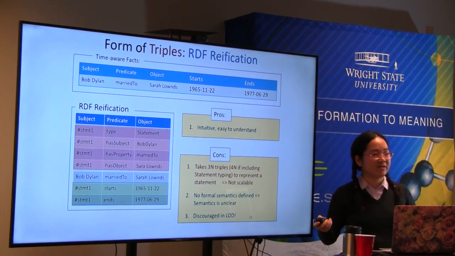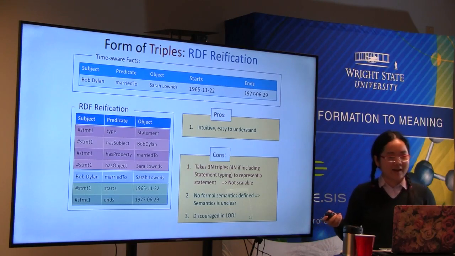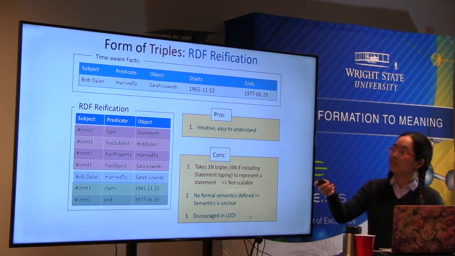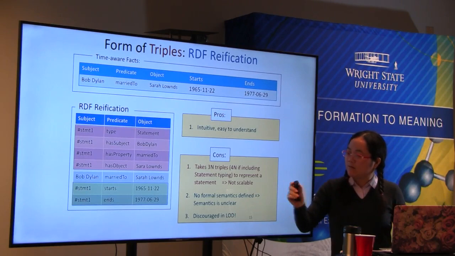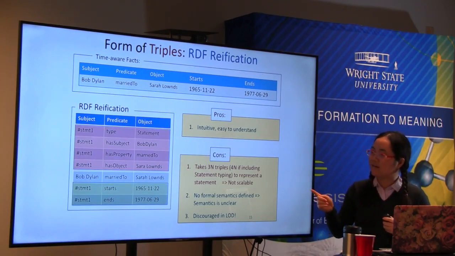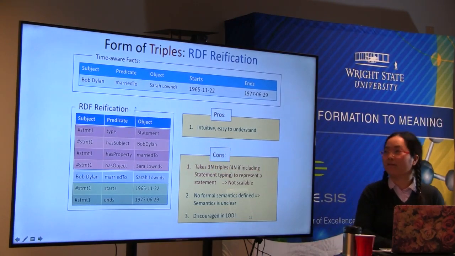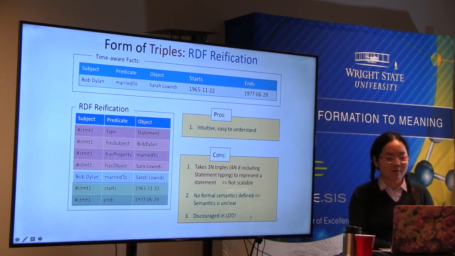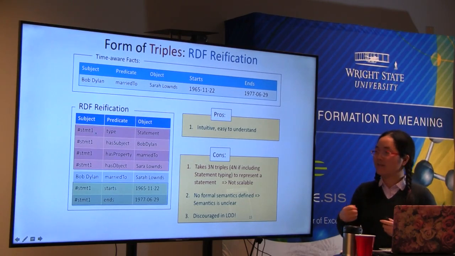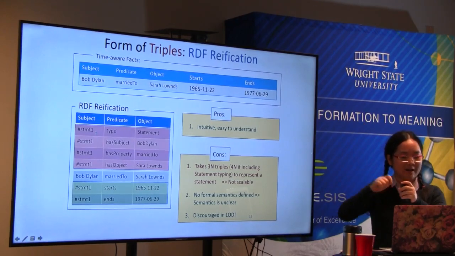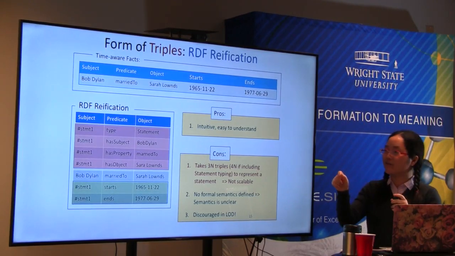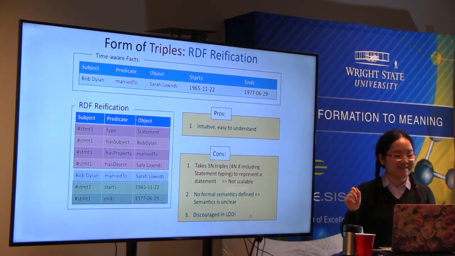I mentioned it earlier, right? It was created by Jim McCarthy and adopted in the Semantic Web for representing a statement. This is the reification form of this fact. In order to reify, we create one instance of a statement, and then we point it to the subject, predicate, and object. To assert additional information for that fact, we assert it with the statement instance.